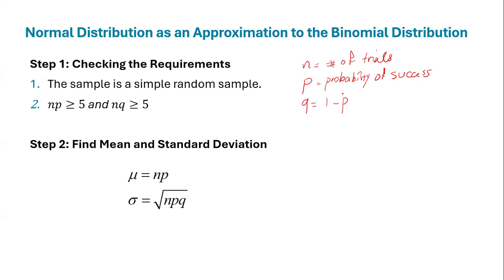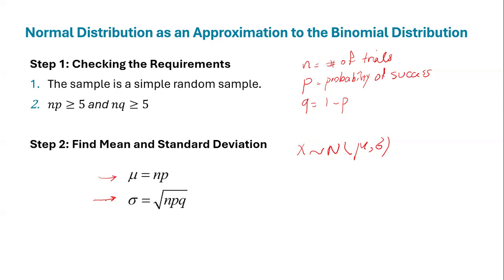For any normal distribution, we need two things: the mean and the standard deviation. So we need to find the mean and the standard deviation first. How do we find them? We use the exact formulas from that chapter for the mean and standard deviation of the binomial distribution. The mean is n times p, and the standard deviation is the square root of n times p times q.